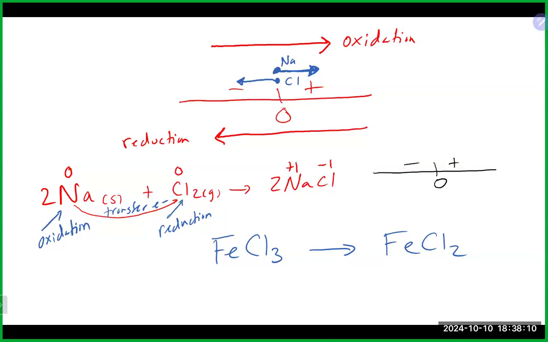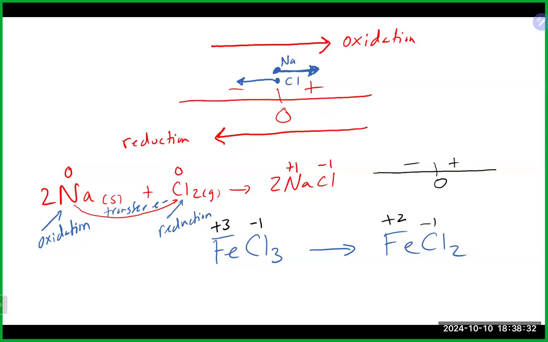So let's take a look. Obviously I said the name. So the iron on the left-hand side has what charge? It is a +3, because the chloride is -1 and there are 3 of them. Here again, the oxidation state is going to be the charge because it's an ionic compound, so it'll be our normal oxidation state. On this side, the iron is going to be +2.